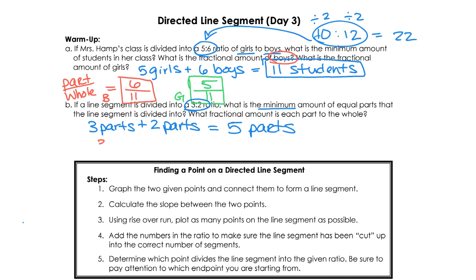And they want to know what's the fractional amount of each part to the whole. So that would be 3 out of 5 and 2 out of 5. So 3 parts out of the 5 whole parts and 2 parts out of the 5 whole parts. Okay.